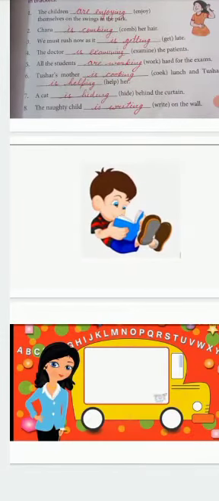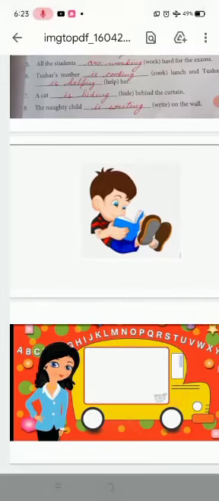So students, I hope simple present tense and present continuous tense are clear to you. Do more practice related to these tenses at your home.